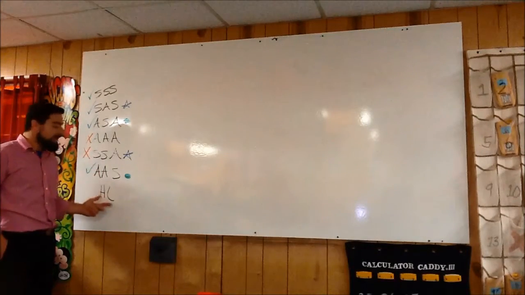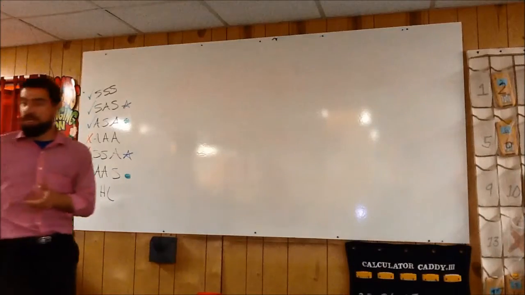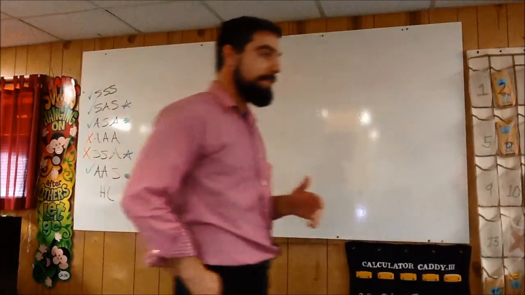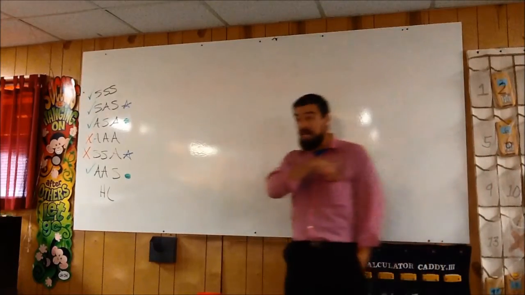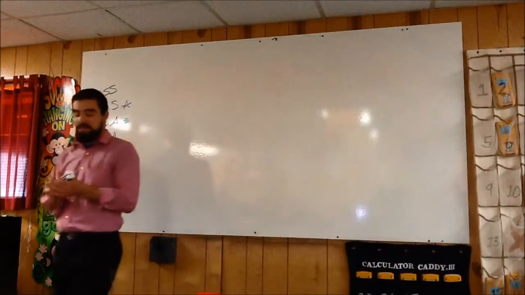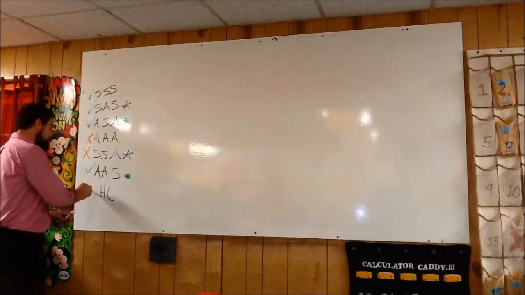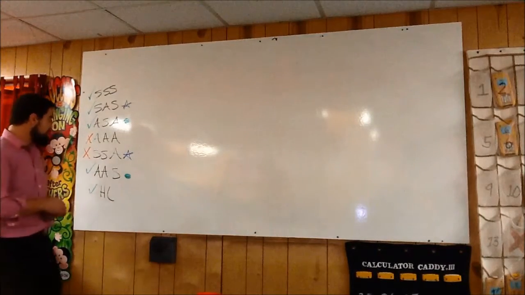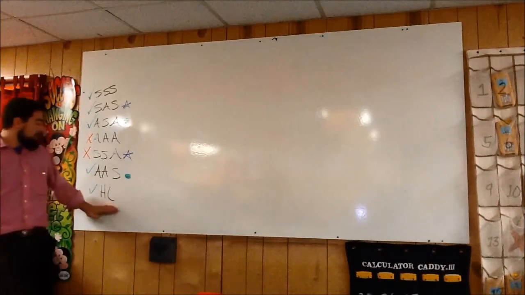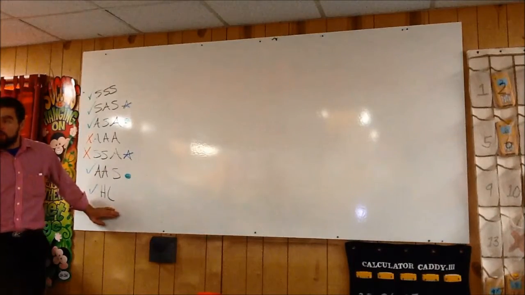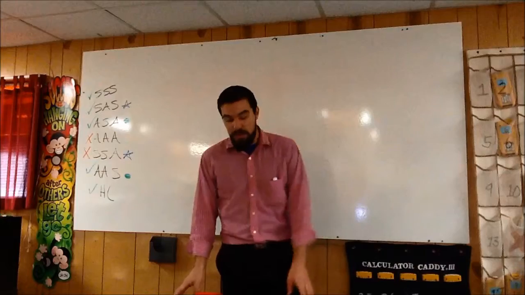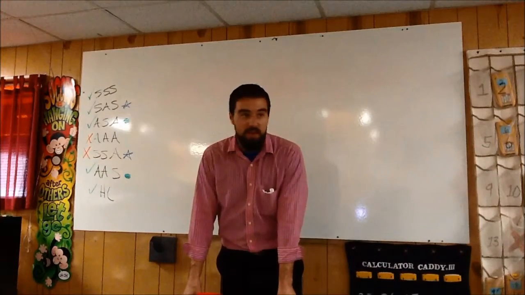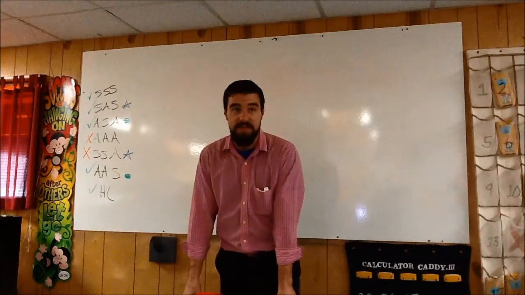The last one that you should have written down, HL, stands for what? Hypotenuse leg. Okay, and this one does produce congruent triangles. However, HL is only allowed to be used on what type of triangles? Right triangles, because right triangles are the only ones that have hypotenuses.